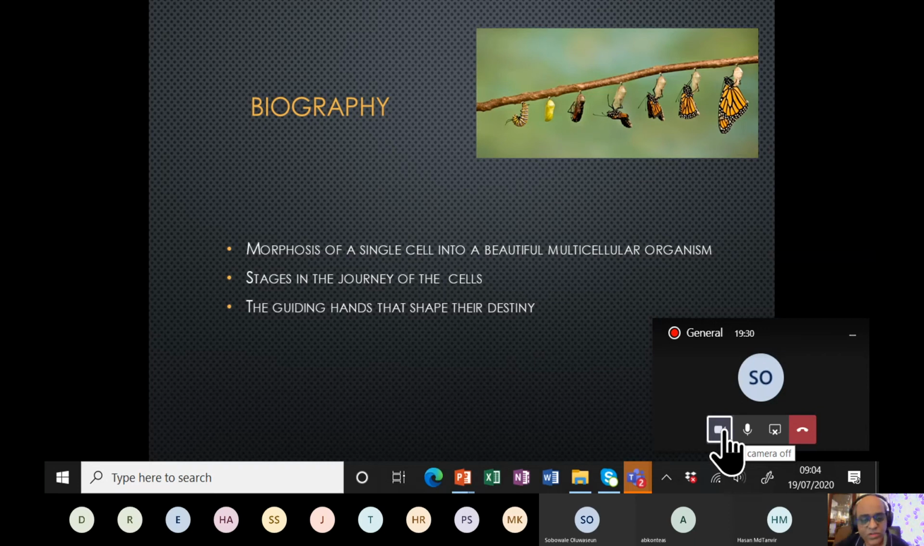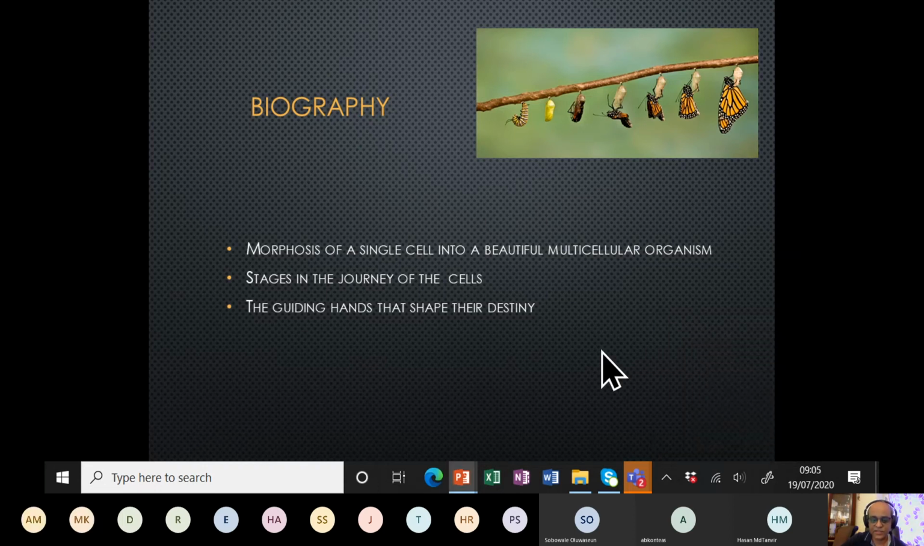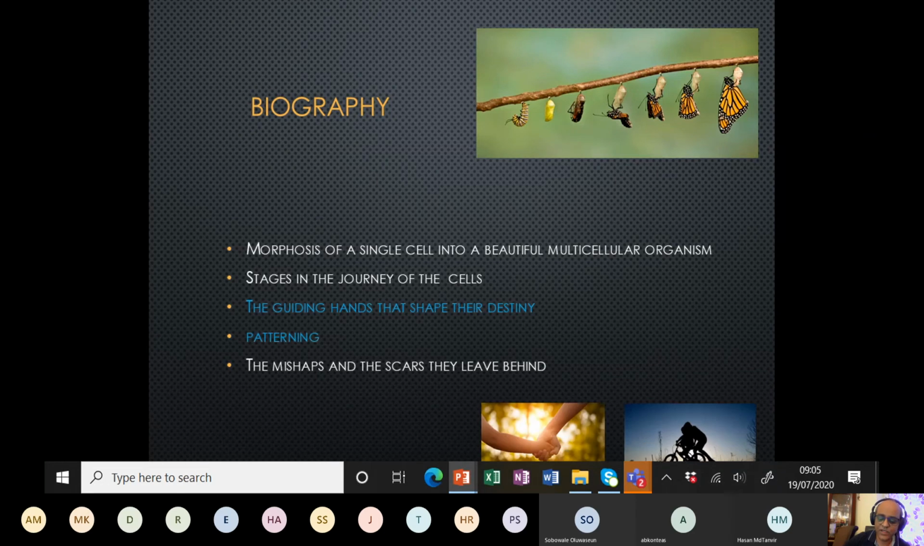Let's carry on. Okay, so I was saying we are going to see the hands that shape the destiny of these nerve cells as they reach their final destination. We're going to see how the patterning occurs within these. Also, we will see when they develop problems during their destiny, what are the scars that are left behind before they reach their final destination? So that is going to be the gist of this discussion today. So let's look at all of these.